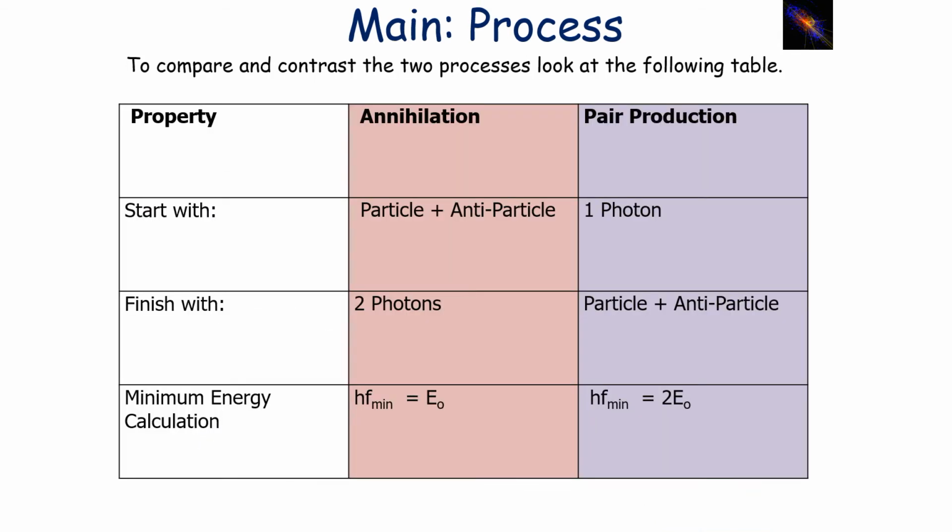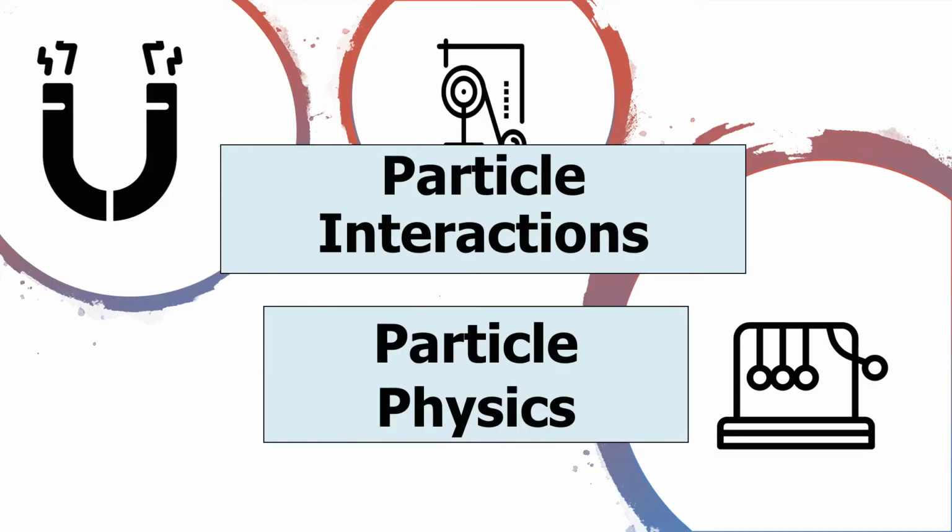Now we can compare and contrast the processes with the following table. In annihilation, you start with a particle-antiparticle and finish with two photons, so the minimum energy calculation is E0 equals hf. Whilst in pair production, you start with one photon and finish with a particle-antiparticle, so the minimum energy calculation is 2E0 equals hf. Let's now have a look at particle interactions.